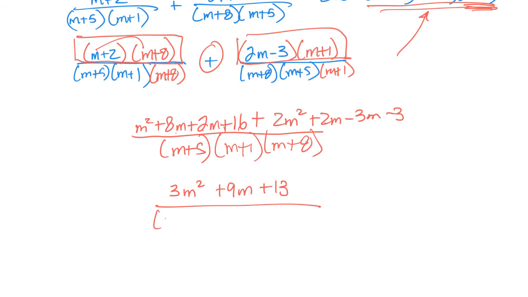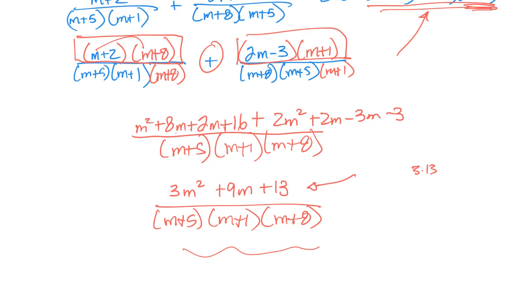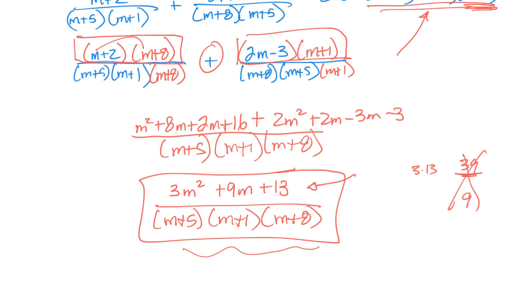All over the lowest common denominator of m plus 5, m plus 1, m plus 8. Now, it'd be nice to try and factor that top thing just to see if I could cancel with anything on the bottom, but I don't think I can. 3 times 13 is 39. Things that multiply to 39 and add to 9, yeah, they're not going to happen. Therefore, I would leave my answer right there.